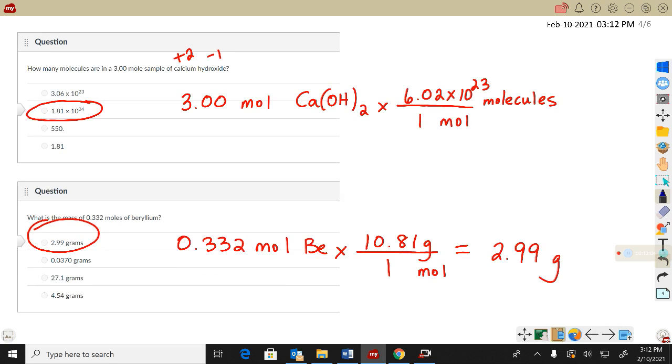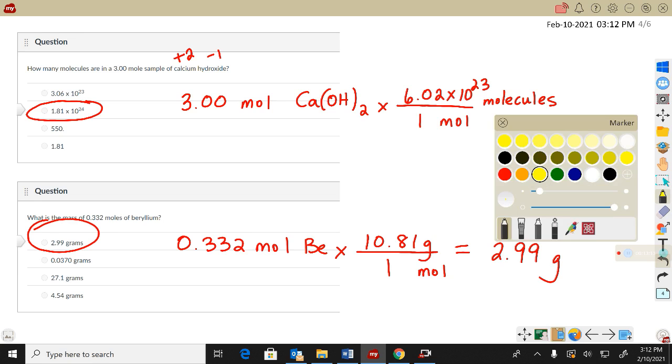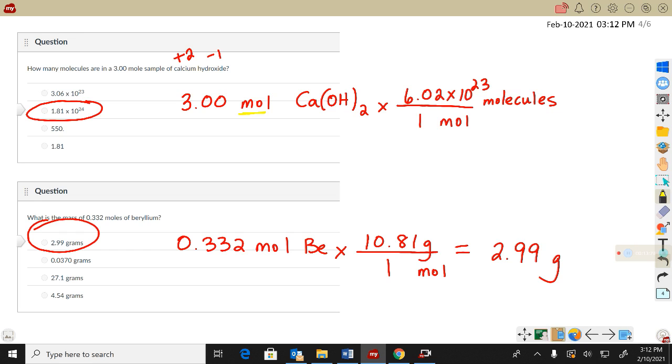Awesome. All right, what if we have 3 moles of calcium hydroxide? So the unit that I have is moles. Calcium hydroxide was CaOH2, 2 groups of hydroxide. So I was given a number in moles. I want to put moles on the bottom so it cancels. We want to know how many molecules are in the sample. So the unit that I want goes up on top. I want it in molecules.